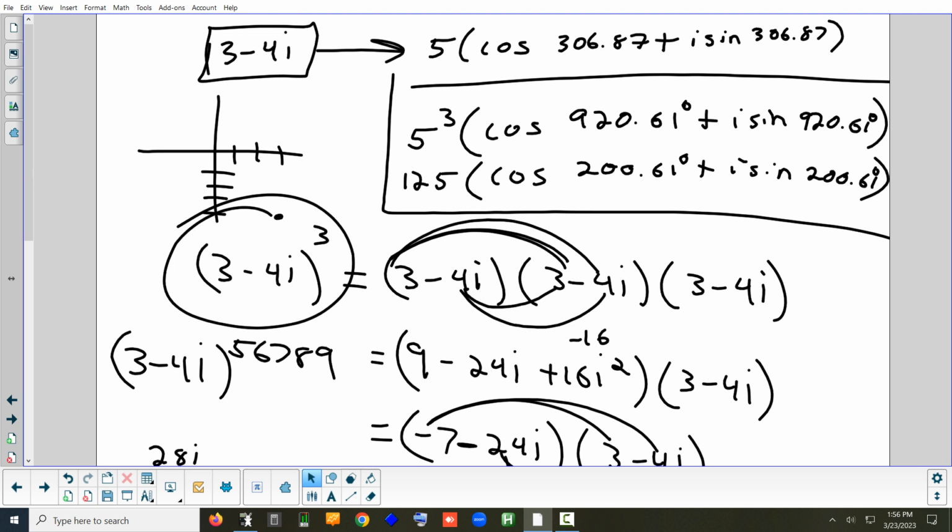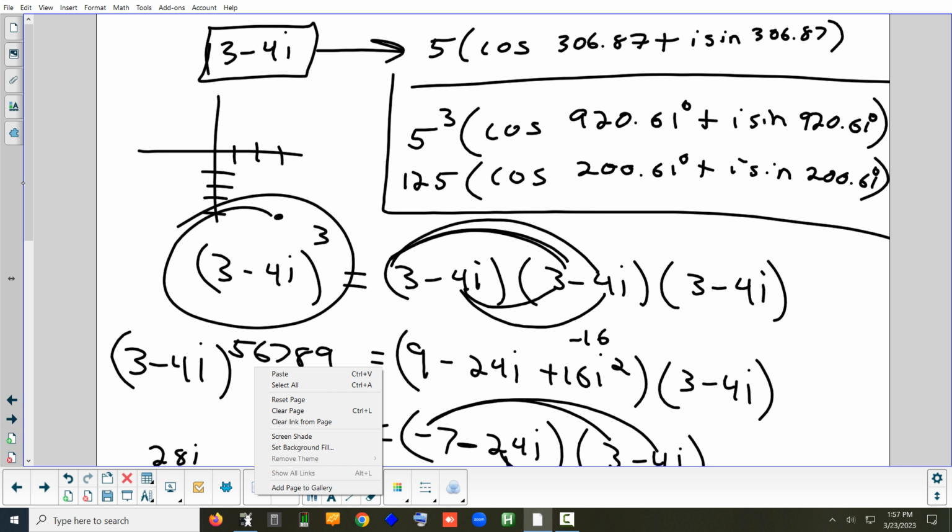All I got to do is raise 5 to this huge number, and then multiply this angle by that number, and I'm done. Now, if your radius is going to end up being a really big number, like if you actually did 5 to the 56,000th power, that's going to be huge. You probably can't even write that down. The calculator's not even going to do it. You just leave it as 5 to the 56,000th power. You don't have to do that out.